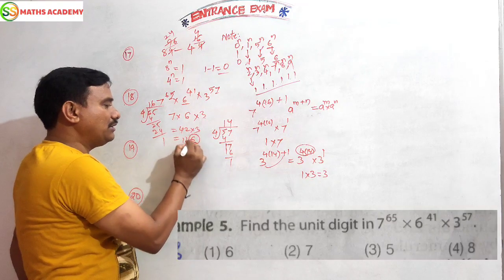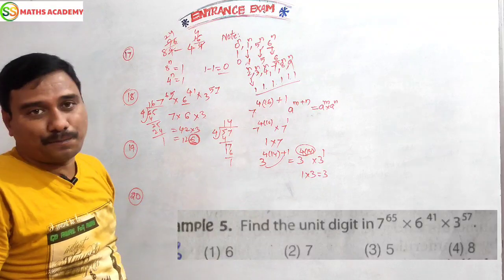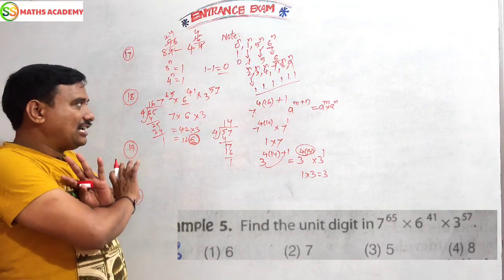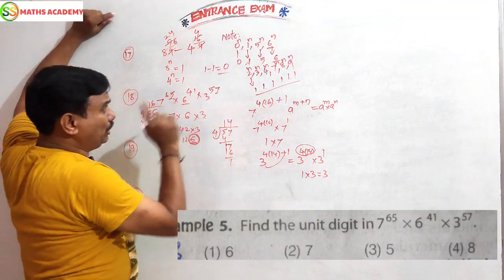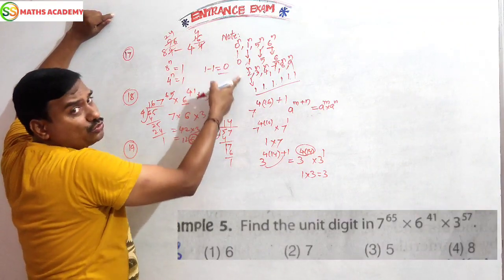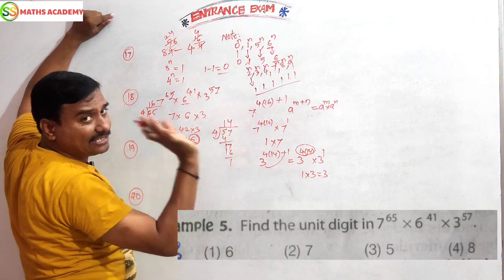Unit digit value is what number? 6. So in this question, your option is the first option, 6. But this kind of total solution you can't do in the exam. Direct answer. I told you these two note points you can keep in your mind. These two note points, 6 will be there. Directly write 6. Direct.